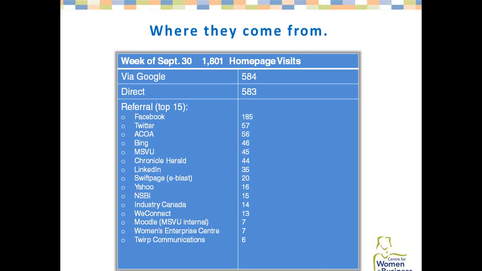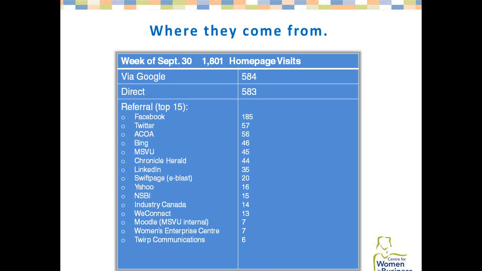Now these are the top. Second to that, very close second, direct. And that means people are going and they're typing in centerforwomeninbusiness.ca and they're coming directly to our website. They're familiar with us. They're familiar with our website. They have a general sense of what we do. And most likely they're coming to the website for a particular reason. They're coming to learn more about a program, to see our upcoming schedule of events, that kind of thing. They're coming for a reason.